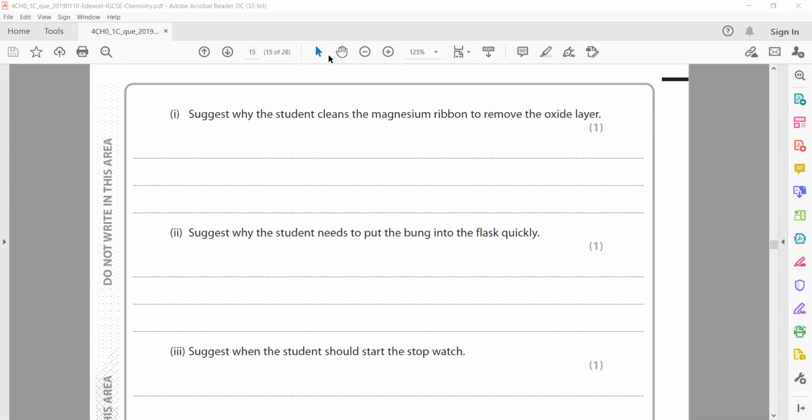Suggest why the student cleaned the magnesium ribbon to remove the oxide layer: to increase the rate of reaction, because magnesium oxide will react slowly. Suggest why the student needs to put a bung into the flask quickly: so the gas does not escape. Suggest when the student should start the stopwatch: the moment when placing the bung, at the same time he should start the timer.